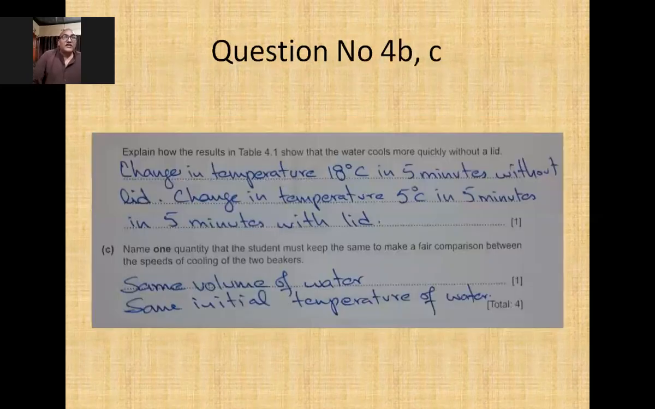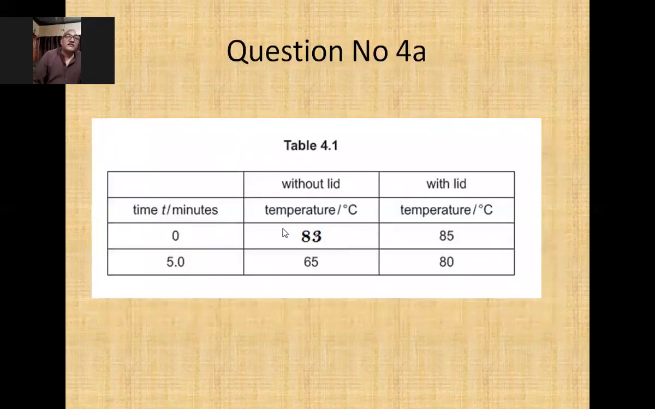Okay. So the next question is, he says, explain how the results in table 4.1 show that the water cools more quickly without a lid. So it's a 1-mark question, but you have to answer from this table. You see, this is without lid. So the initial temperature is 83, the final temperature is 65. In 5 minutes, the temperature has dropped from 83 to 65. So there is a drop of almost how much? There is a drop of 18 degrees centigrade in 5 minutes when the water is without a lid.